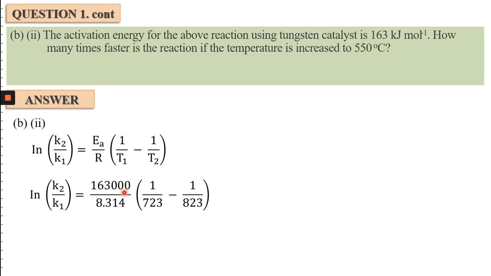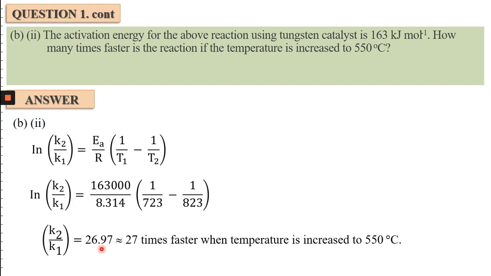Substituting Ea as 163,000 joule per mole, gas constant R 8.314, temperature has to be in the unit of Kelvin. Therefore, T1 is 723 Kelvin, which was from 450 degrees Celsius, while T2 is 823 Kelvin, which was from 550 degrees Celsius. Solving this equation, we get the ratio of k2 over k1 to be 26.97 or 27, which means it is 27 times faster when the temperature of the reaction is increased from 450 to 550 degrees Celsius. And these are the marks for this question.